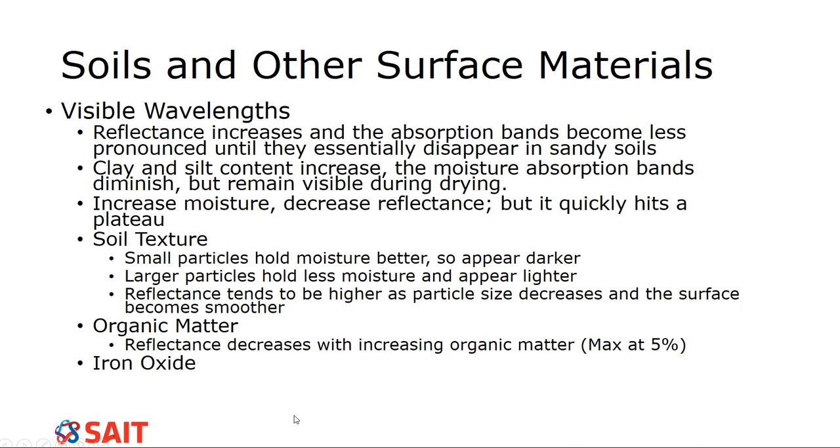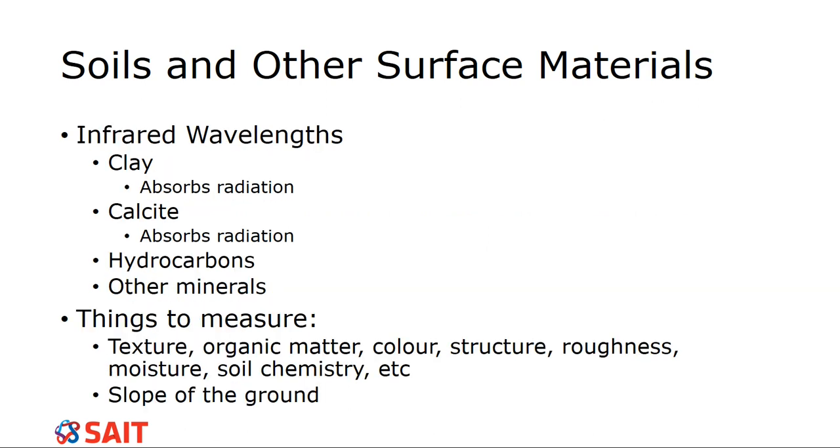We can also look at organic matter. As we increase organic matter, the reflectance decreases, so it becomes more and more absorbed. It maxes out at 5% organic matter though, so then it just kind of plateaus again at that point. Iron oxide also has an impact on visible wavelengths because it tends to go red as it kind of rusts out. So it's an interesting thing if you've got that in your soil.